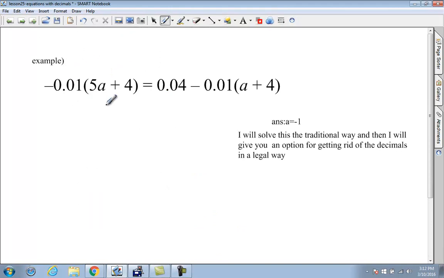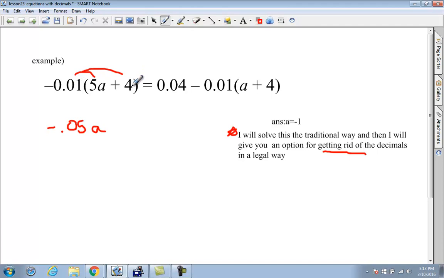Here I have a lovely equation containing decimals. I'm going to go the traditional route at first, but then I do want to talk about this option of getting rid of your decimals in a legal way. But I'm going to go traditional here, so distributive property. So that will be 0.01 times 5 is just 0.05. So we have 0.05, but a negative times a positive is negative, so it's negative 0.05a, right?